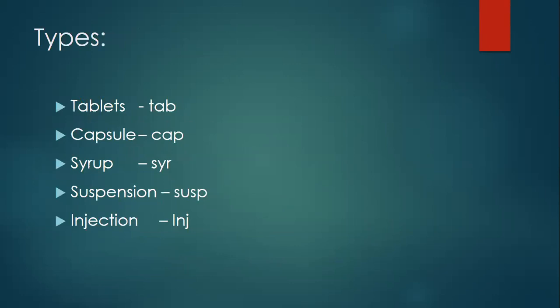Whatever drug you are prescribing, you should start off with what the type is. Is it a tablet? It will be denoted by TAB. Capsule, it will be denoted by CAP. Syrup, it will be denoted by SYR. Suspension, SUSP. Injection, INJ. So by looking at that, you will realize that the doctor has prescribed me a medication which is a tablet or a capsule or a syrup or a suspension or an injection.